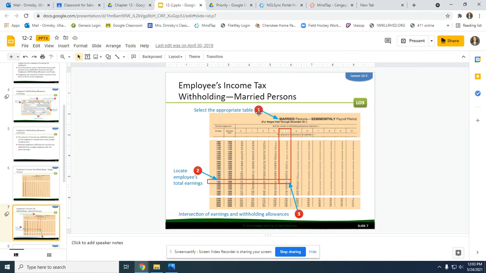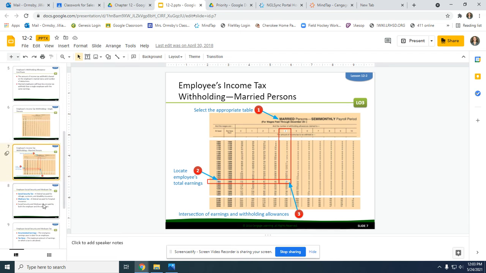There's a similar form for the married people. It's the same thing. You're going to select the appropriate table, either married or single. You're going to locate the employee's earnings, find the number of deductions that they have indicated on their W-4, and that's the amount that's going to be removed from their paycheck for federal income tax.